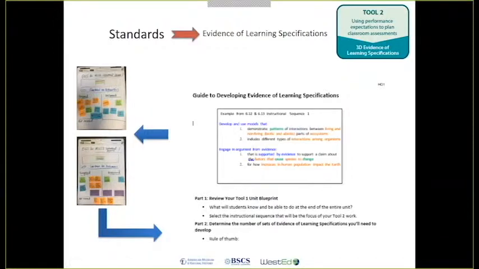Then we did not have a separate webinar on Tool 2, but just a quick overview of Tool 2. The purpose of Tool 2 is to develop evidence of learning specifications that will inform the planning of classroom assessments. It's kind of like using a backwards design approach. We look at the Arizona Science Standards and look for the performance expectations that they require from students. We use that unit blueprint that we created in Tool 1 and develop the evidence of learning specifications that are aligned with the science and engineering practices, the core ideas, and the cross-cutting concepts, so that when we're thinking of assessing students, we're thinking of assessing them three-dimensionally.